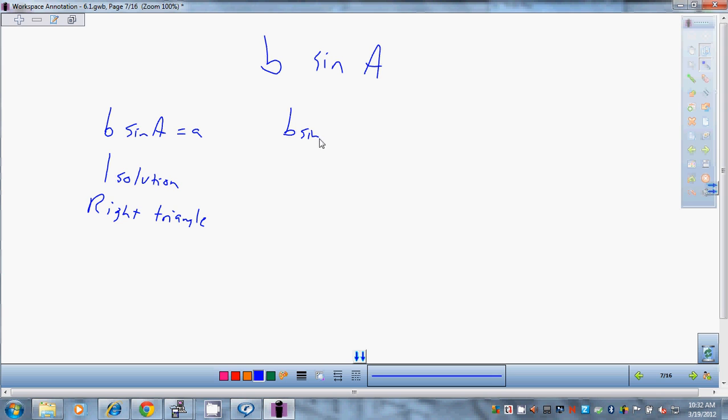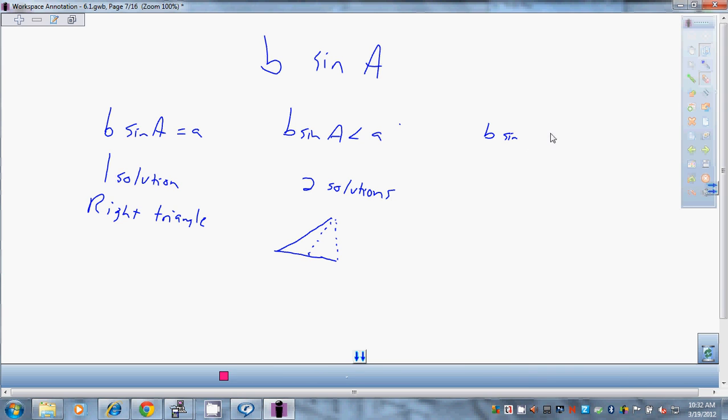If B sine A is less than a, then you're looking at potentially two solutions. I'll draw a little picture to show what I mean by that. It means it could be here, or it could be here for that third side. If B sine A is greater than your third side, then it's no solution.